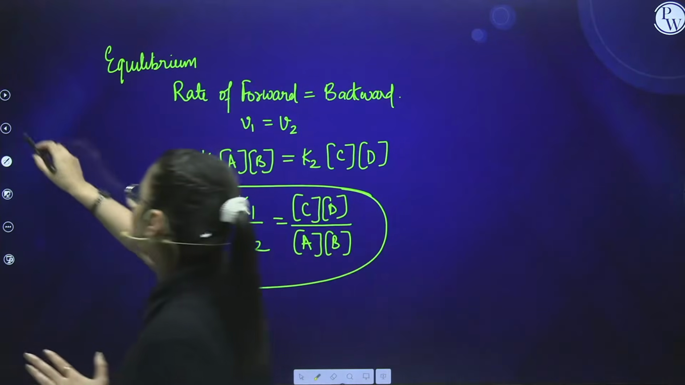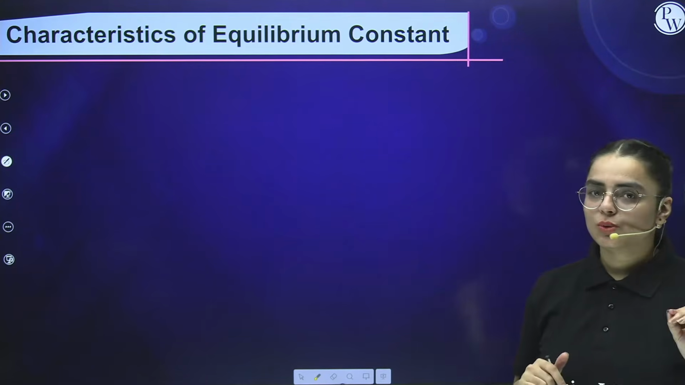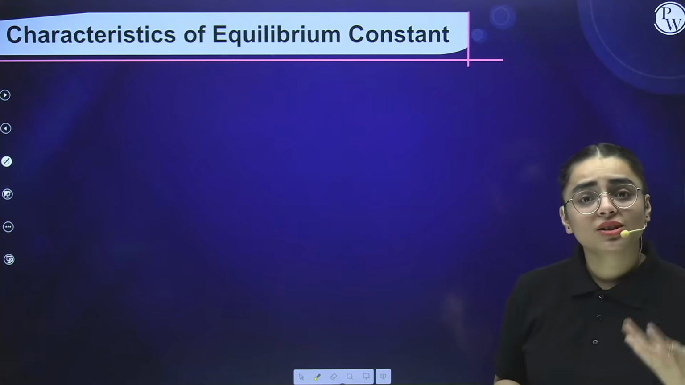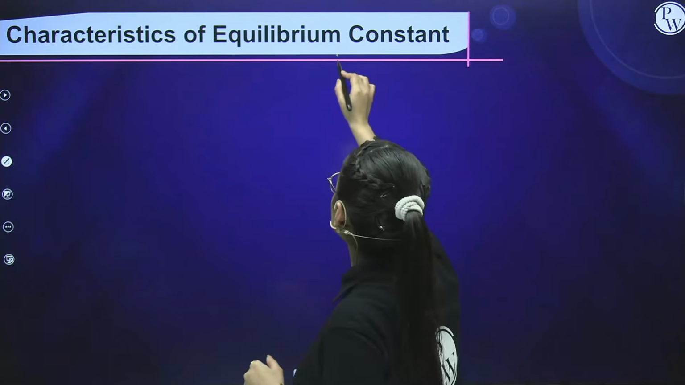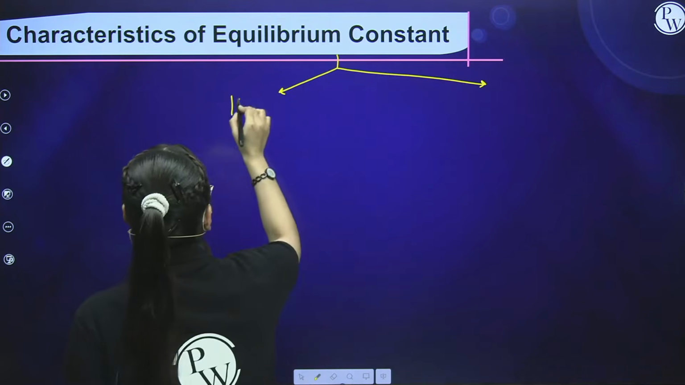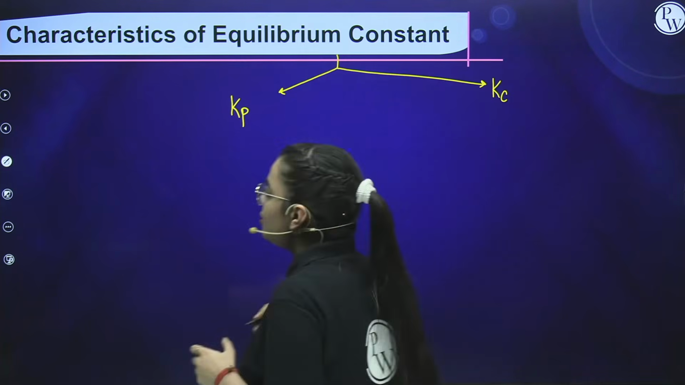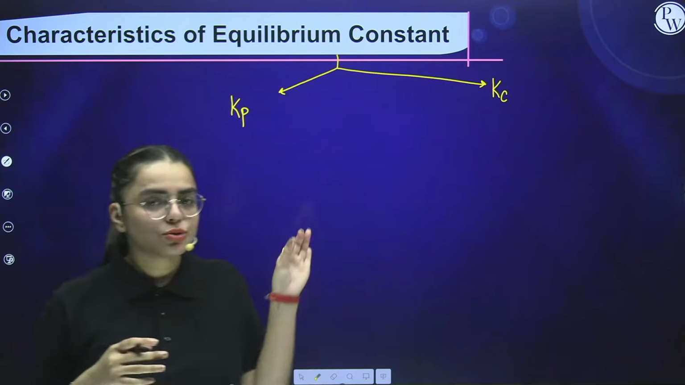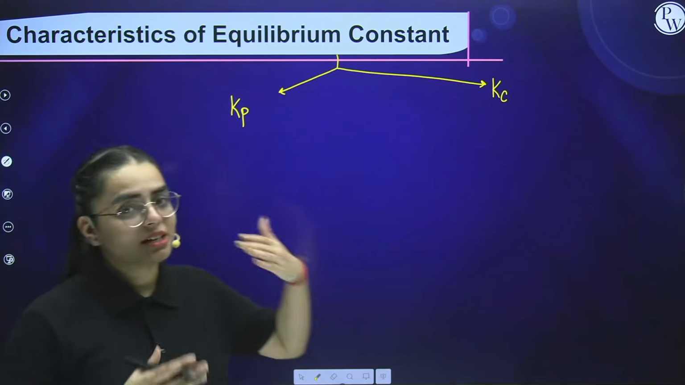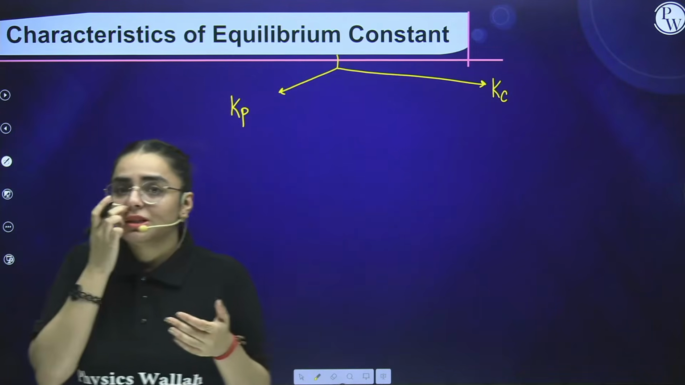Now, students, moving to our next topic, it is characteristics of equilibrium constant. See, we have seen equilibrium constant as K equilibrium, but it can be further divided into two types. Now, what are these two types, students? If I talk about equilibrium constant, it can be divided into two kinds. One is Kp and another one is Kc. Now, what do you mean by Kp and Kc? Here P refers to the partial pressure and C refers to concentration. That means we are going to now divide the equilibrium constant with respect to the partial pressure and with respect to concentration.